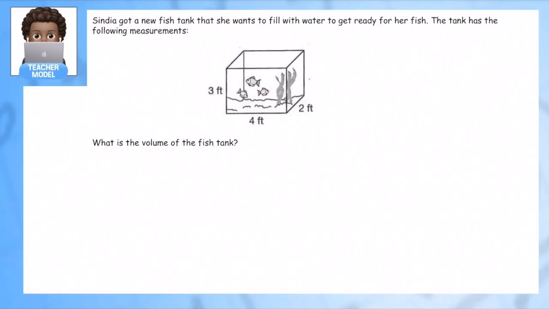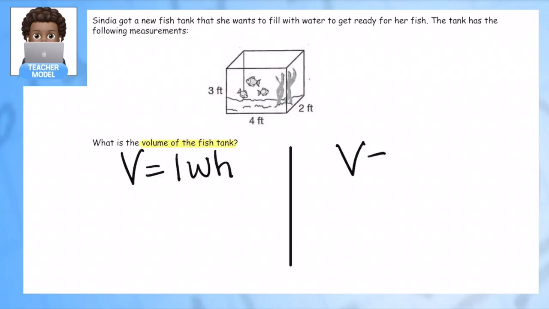Cynthia got a new fish tank that she wants to fill with water to get ready for her fish. The tank has the following measurements. So we can see our height is 3, our length is 4, our width is 2. What is the volume of our fish tank? This is about the space, so it's still space in cubic units even though I'm filling it with water. So I'm going to put in both formulas so we can get used to it. So volume is equal to length times width times height, and volume is equal to base times height.